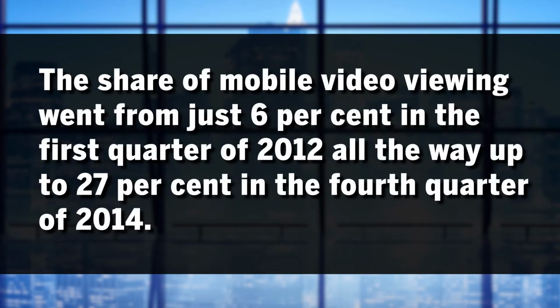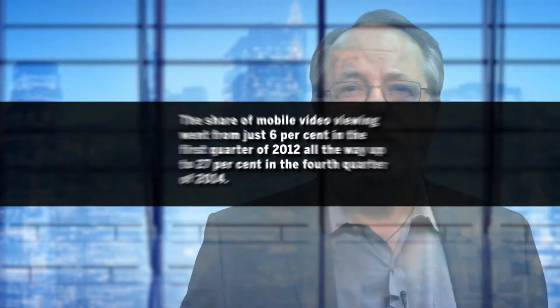The share of mobile video viewing went from just 6% in the first quarter of 2012 all the way up to 27% in the fourth quarter of 2014. Meanwhile, desktop viewing has been steadily declining, even if it is the current leader right now. Understanding how your audience is accessing your video is important. Certain adjustments can be made to better tailor the experience to a smartphone viewer. For example, keep it short and make sure it loads quickly. Also, if you're showing text on screen, make sure it's really big so they can actually read it.